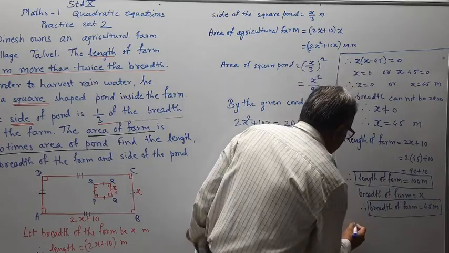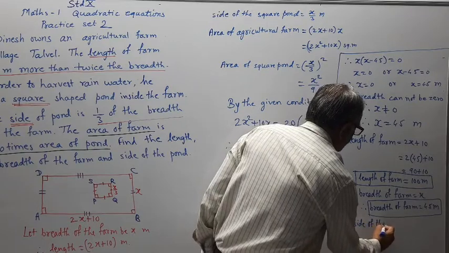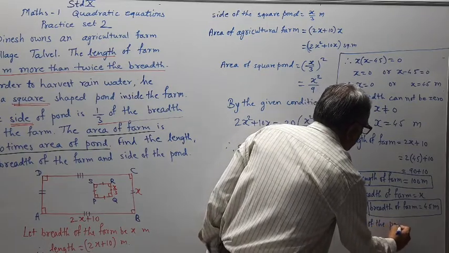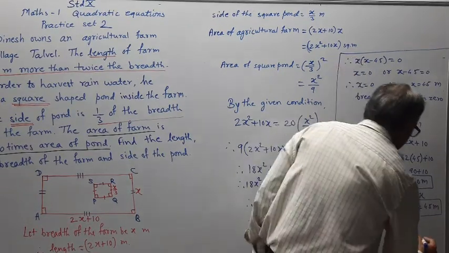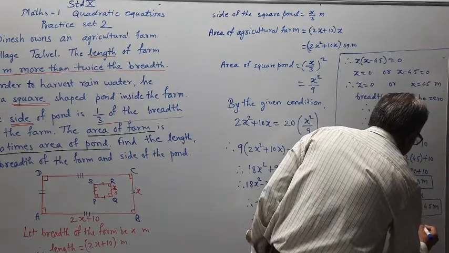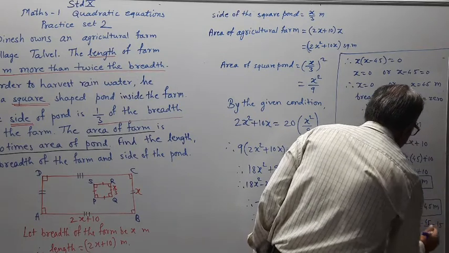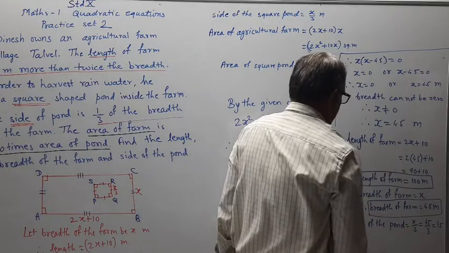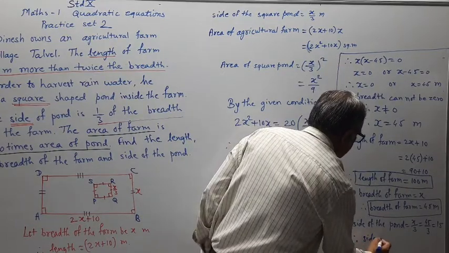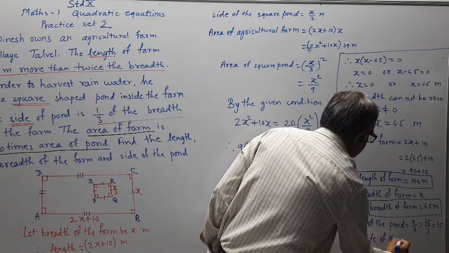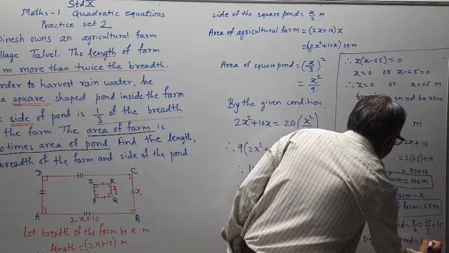And side of the pond equal to x upon 3, 45 upon 3 equal to 15. You may write below. And therefore, side of the pond, last answer, is 15 meter.